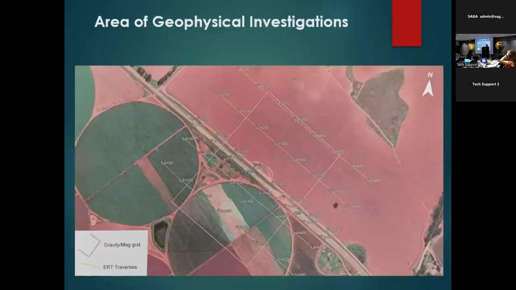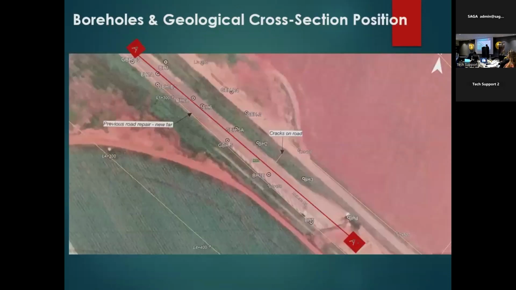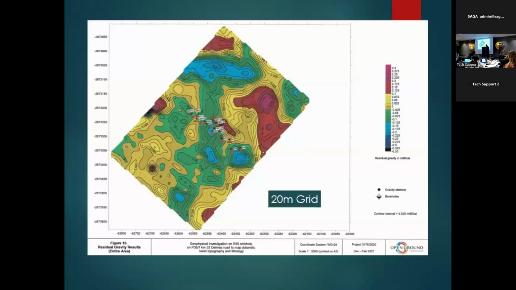So what we did is we did the gravity survey plus magnetics. This is the area. And then we did some resistivity lines, because of this lineament feature, we want to see what is going on. This is the gravity survey.